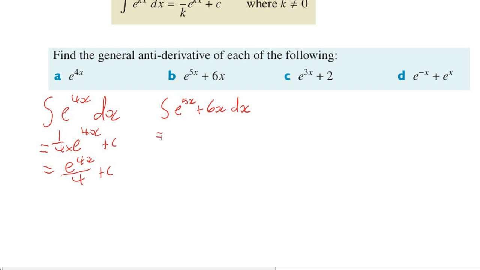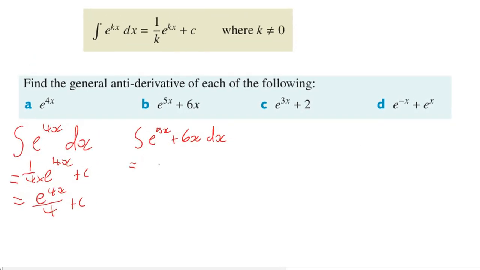So that's going to be equal to e to the 5x is not going to change. It is set in stone. However, we do need to divide by the derivative of the inner. The inner function is 5x. Derivative of 5x is 5. So that becomes e to the 5x on 5.